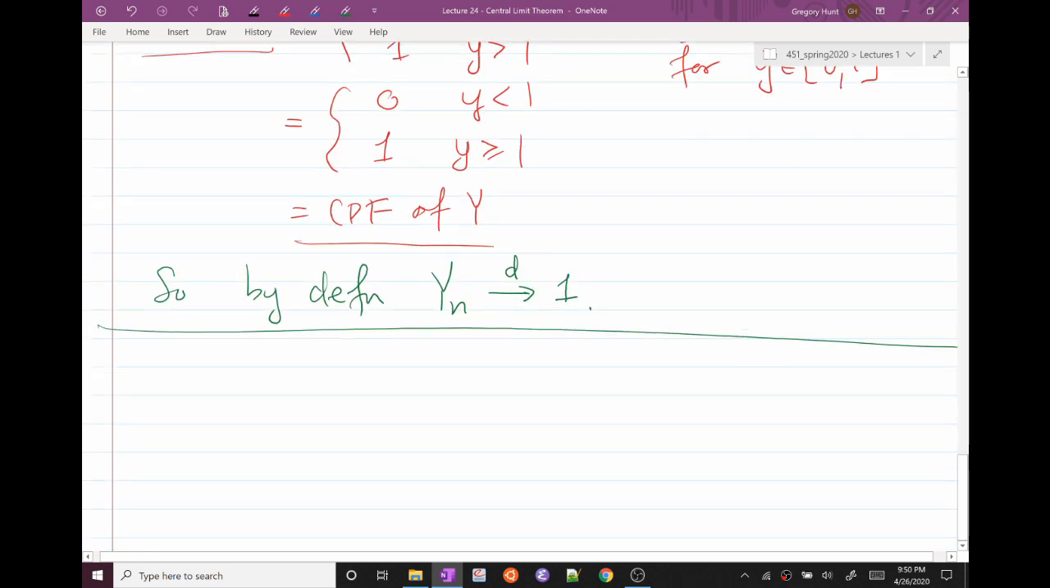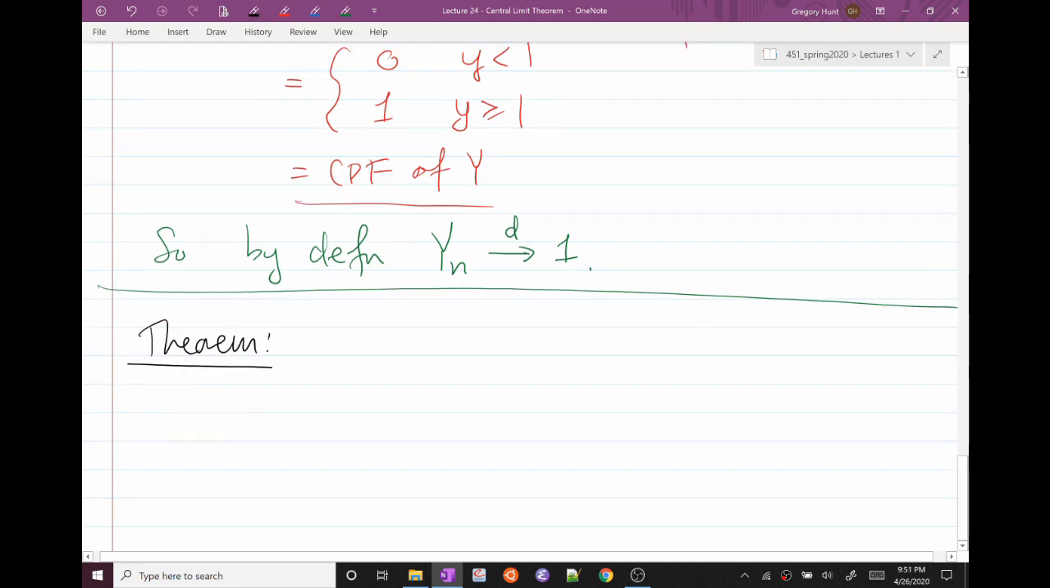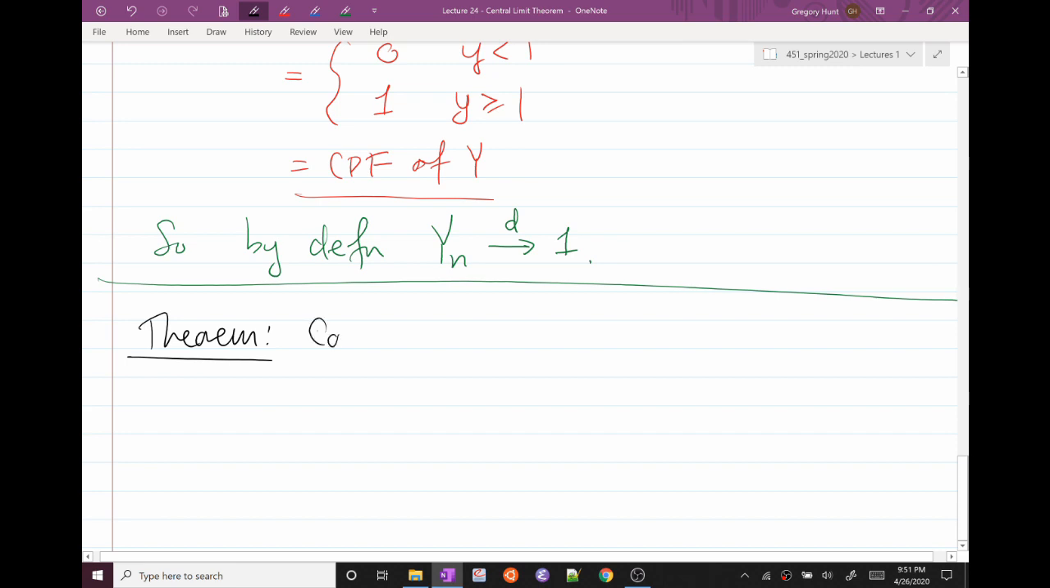So we saw, in this case, that it converged in probability to 1, and it also converged in distribution to 1. So there's a theorem that says this always has to happen, which is that convergence in probability implies convergence in distribution.